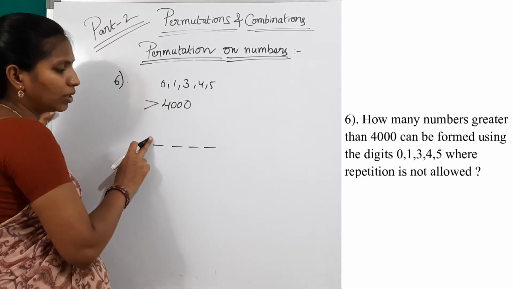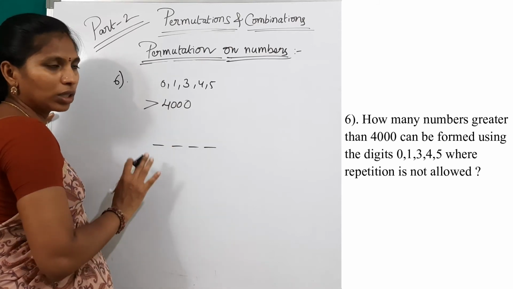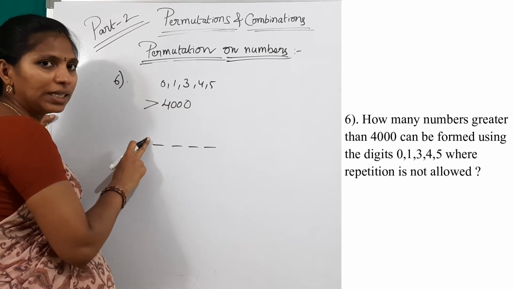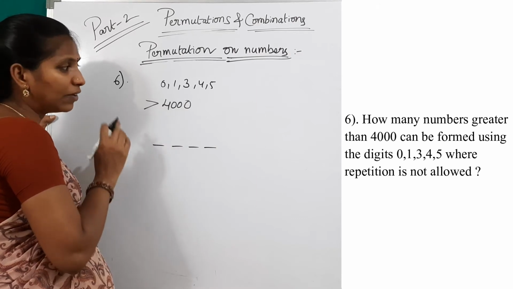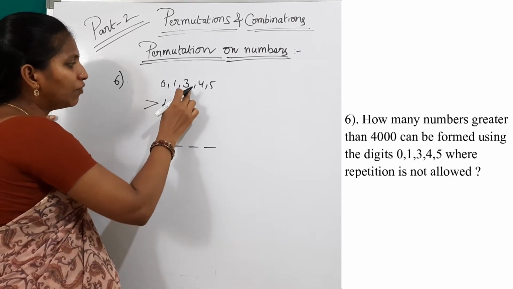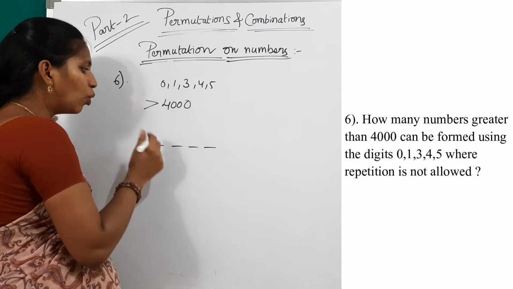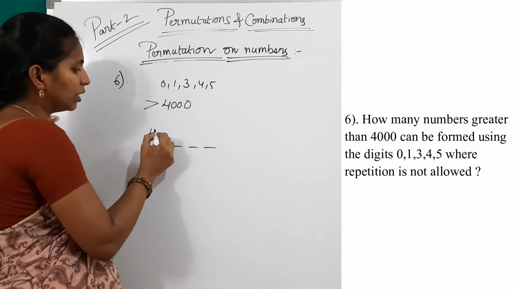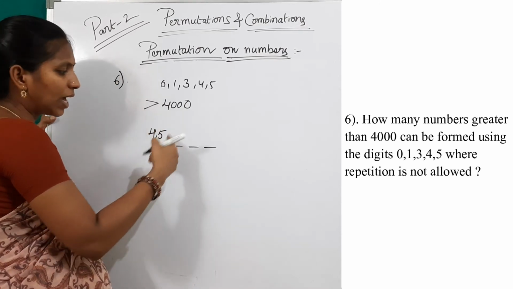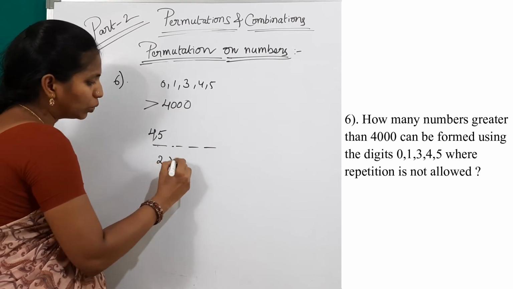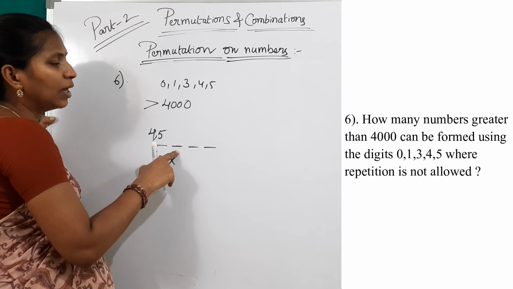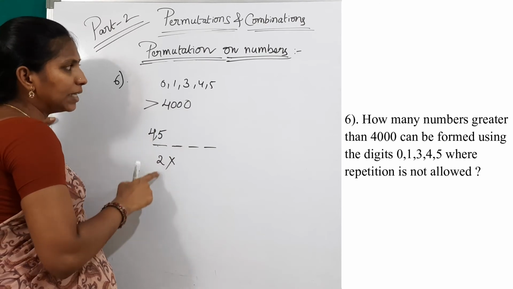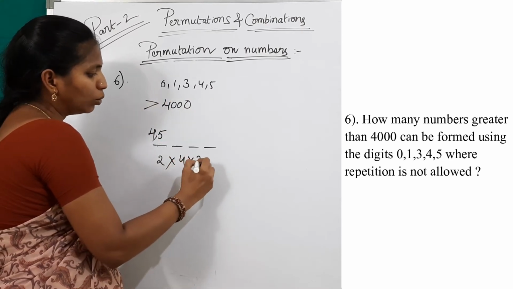If I place 0 here, then that is a 3-digit number below 4000. Condition not correct. If I place 1 here, then that is also less than 4000. But we should find out greater than 4000. If I place 3, same. If I place 4 here, then I can get a number greater than 4000. 4 or 5. There are 2 chances to fill this blank. So 2 into. At second position, we can place any of these digits. But one digit is placed here. So our remaining are 4 into 3 into 2.